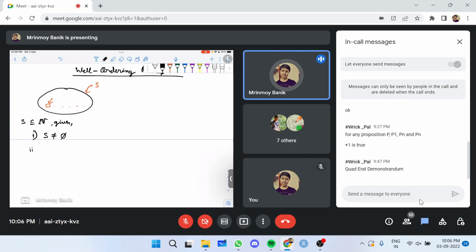Let me see if there are any more assumptions. No, nothing much. Cool. So then we can say S has a least element, or minimal element. You can call it small s or anything.